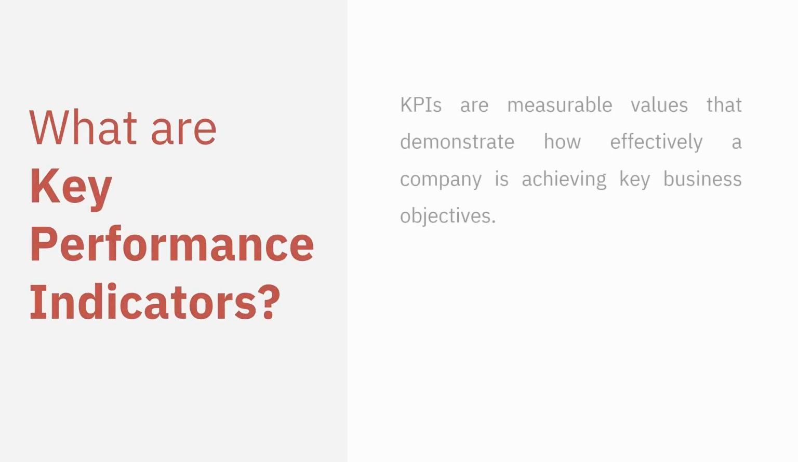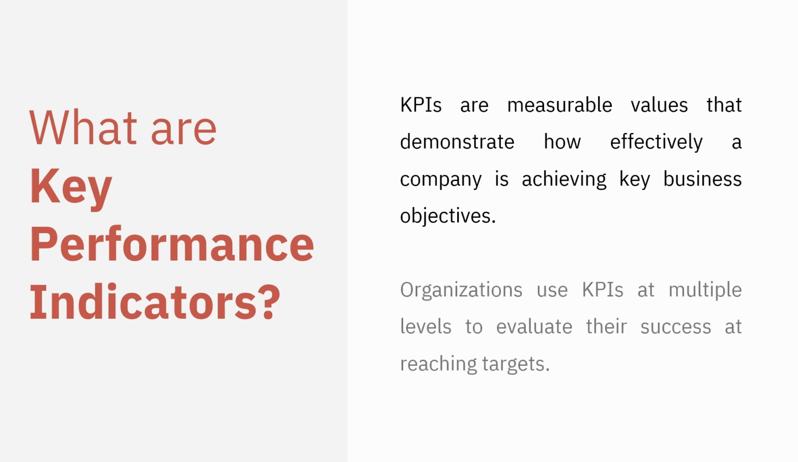Key performance indicators, or KPIs, are measurable values that demonstrate how effectively a company is achieving its key business objectives. Organizations use KPIs at multiple levels to evaluate their success in reaching targets. There are different types of KPIs. Let's now take a look at them.